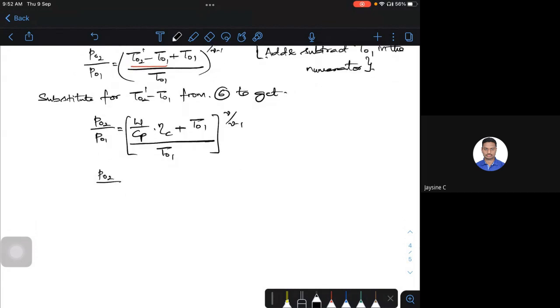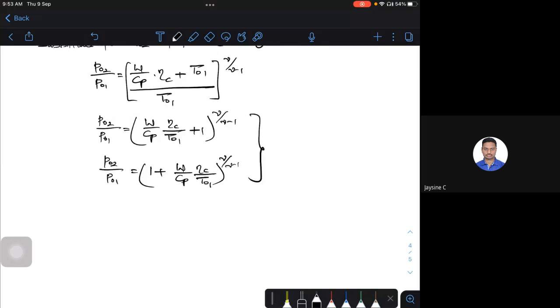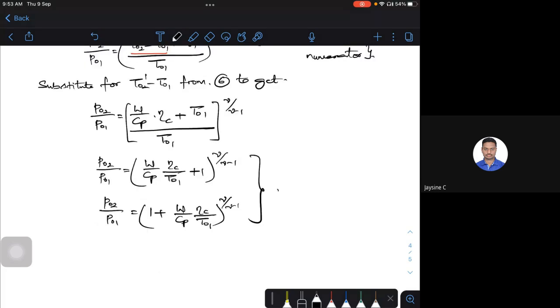Further, I can simplify it as the same expression. I can write it as P02 by P01 is equal to W by Cp into compressor efficiency divided by T01 plus 1 whole to the power of gamma by gamma minus 1. Either you can write like this, or some of the books write in this fashion. P02 by P01 is equal to 1 plus W by Cp into compressor efficiency by T01 whole to the power of gamma by gamma minus 1. So this is your equation number 8 actually. Okay. So this is your expression for pressure ratio.